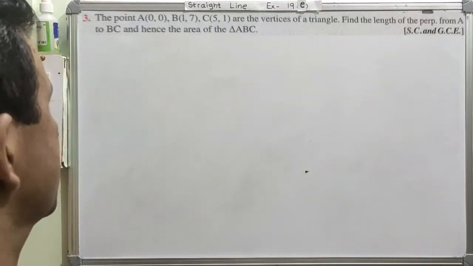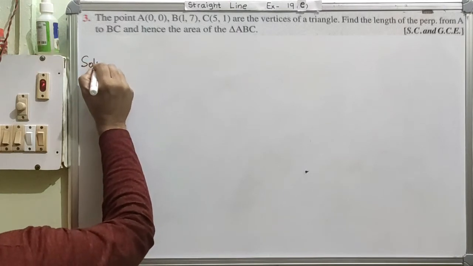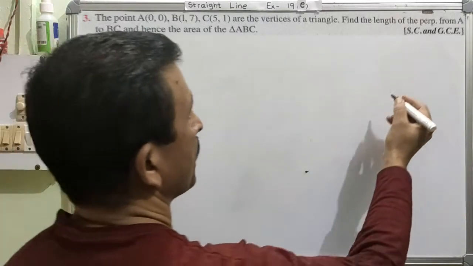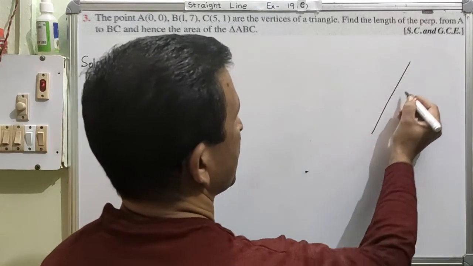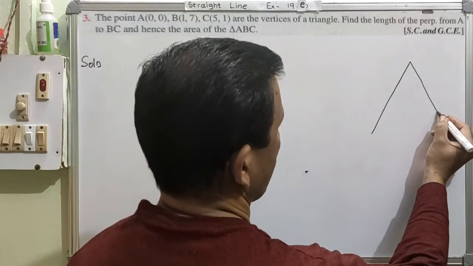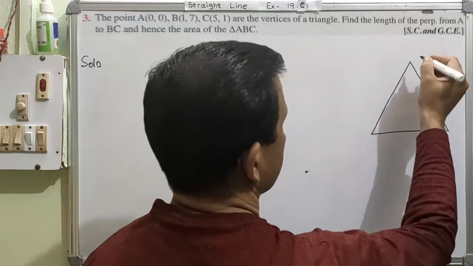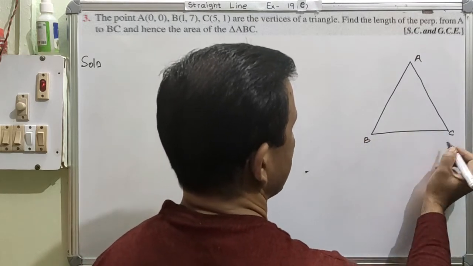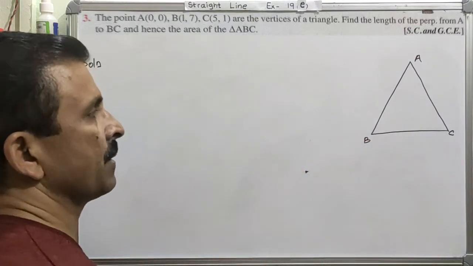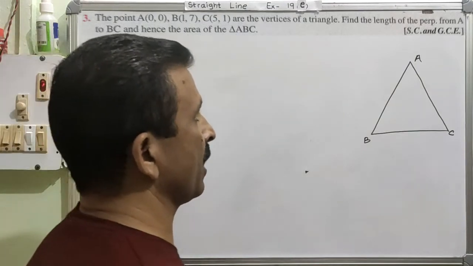First of all, let us draw the diagram for the solution. We are given a triangle. We are given the coordinates of the triangle, that is why we are drawing the triangle. This is A, this is B, this is C. Because when the diagram is in front, then we are able to easily understand the question. Now here we have the coordinates of all the 3 points.